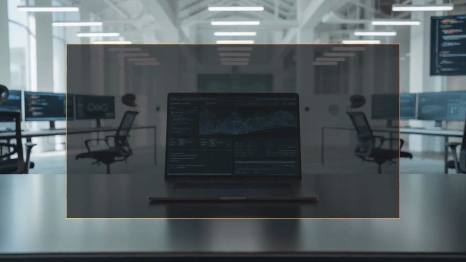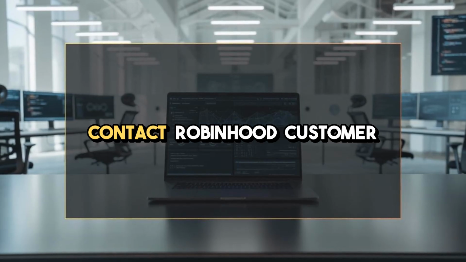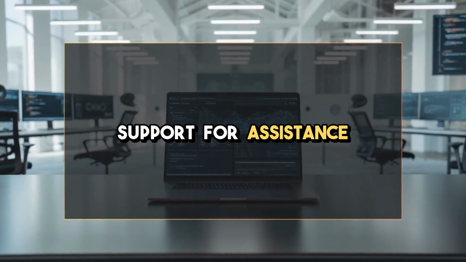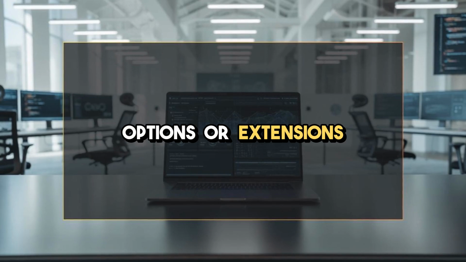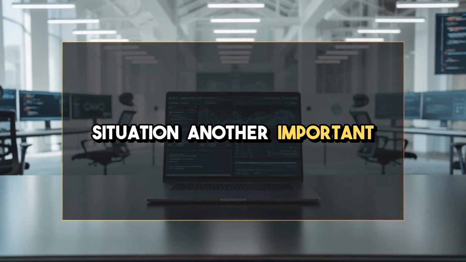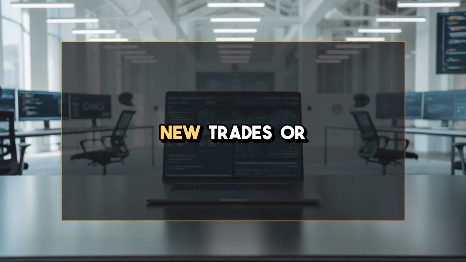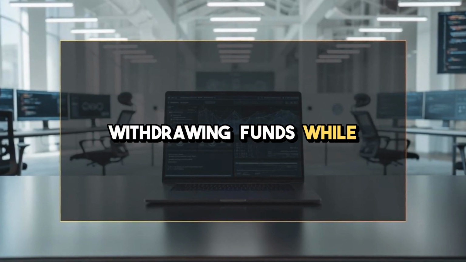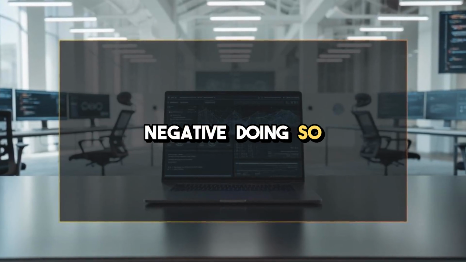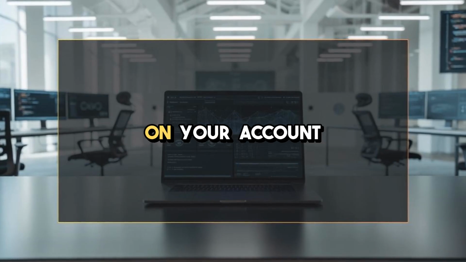If you are unable to deposit funds, immediately contact Robinhood customer support for assistance. They can provide options or extensions depending on your situation. Another important tip is to avoid making new trades or withdrawing funds while your balance is negative. Doing so can lead to further restrictions or penalties on your account.